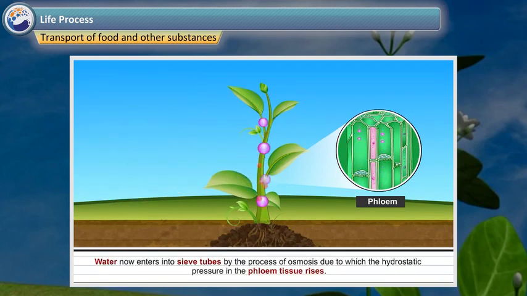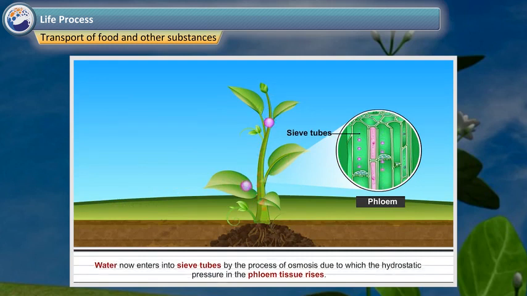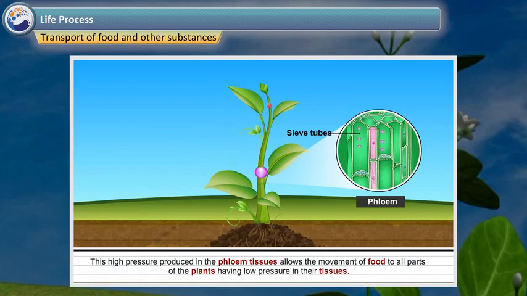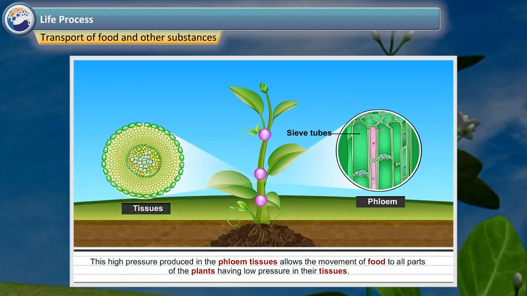Water now enters into sieve tubes by the process of osmosis, due to which the hydrostatic pressure in the phloem tissue rises. This high pressure produced in the phloem tissue allows the movement of food to all parts of the plants having low pressure in their tissues.